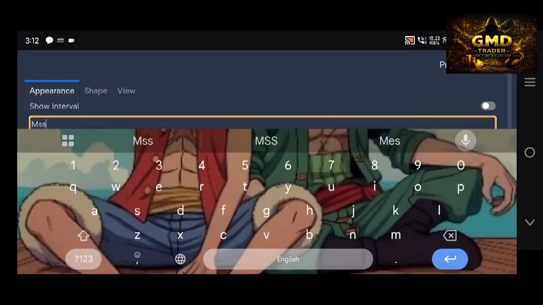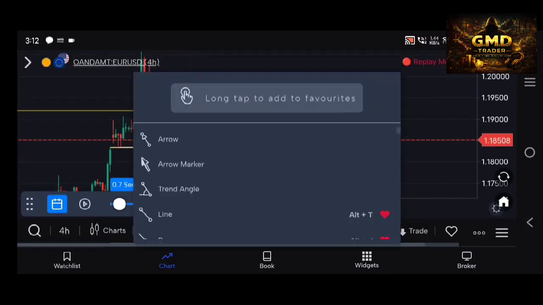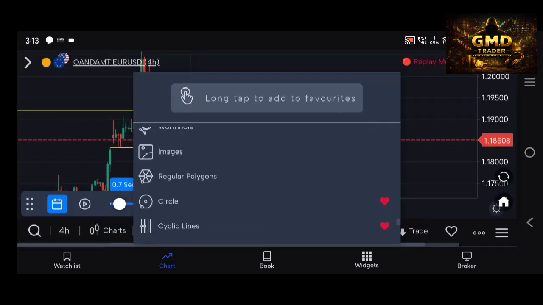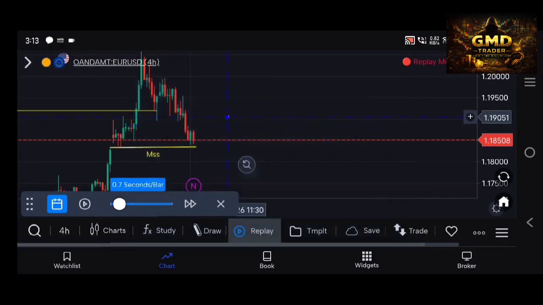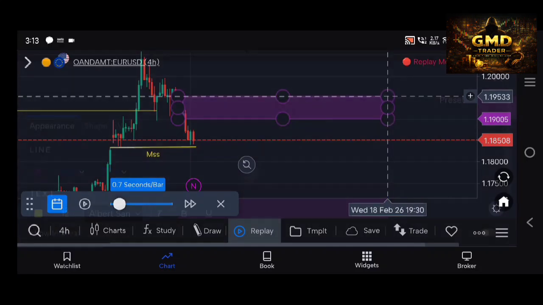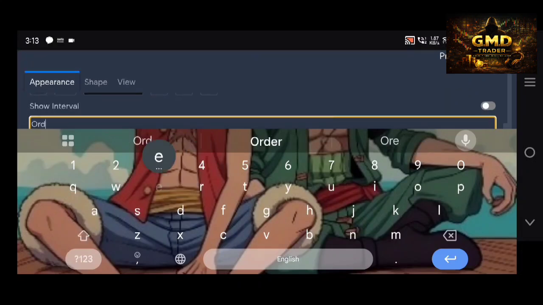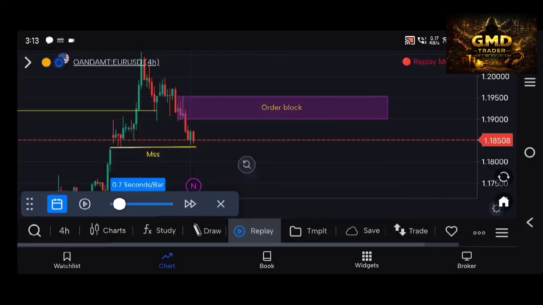So after the MSS, we have our 1-hour, 4-hour demand zone up above over here. Now some people just trade like that: yes, it's going in the bearish trend, so we will follow the bearish trend and enter over there only. But we have to wait till our order block has been tapped or mitigated.